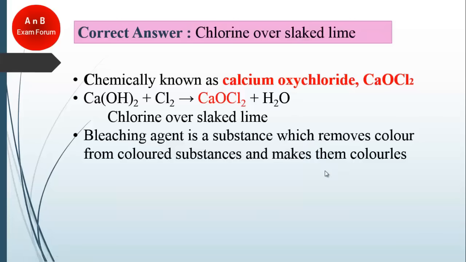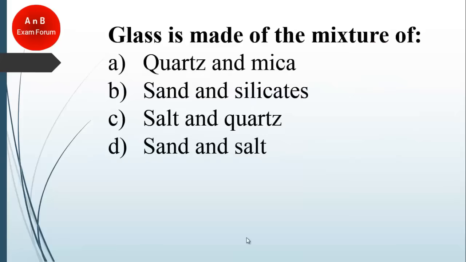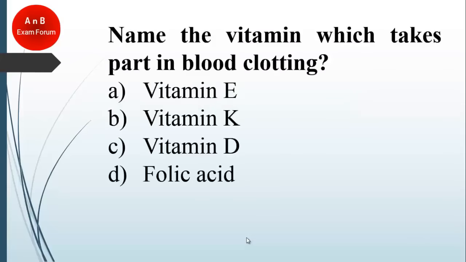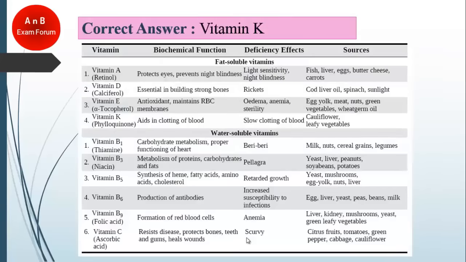Okay, understood? Glass is made of a mixture of what? This is a very simple one. Yes, student? Yes, you are correct. Sand and silicates. So the correct answer is sand and silicates, right? Coming to the next question, this is an important question, students. Name the vitamin which takes part in blood clotting. This vitamin will help in clotting of blood so that your blood does not run out again and again. The options are vitamin E, vitamin K, vitamin D, and folic acid. Yes, you are correct. The answer is vitamin K.